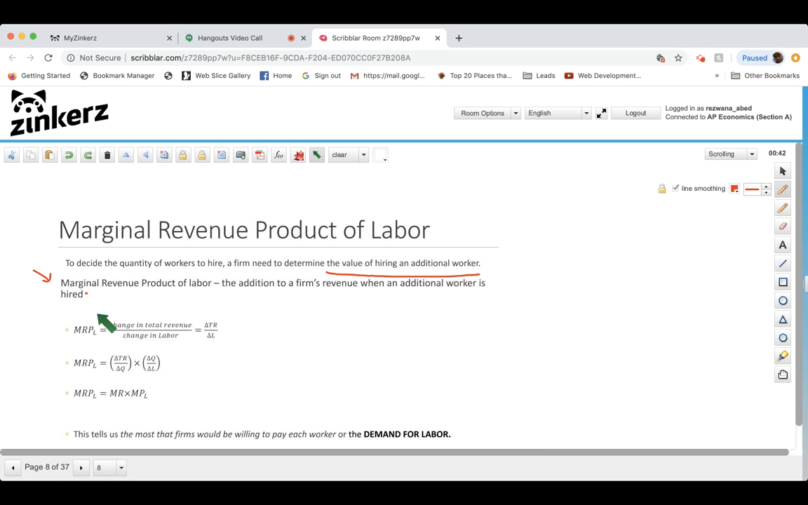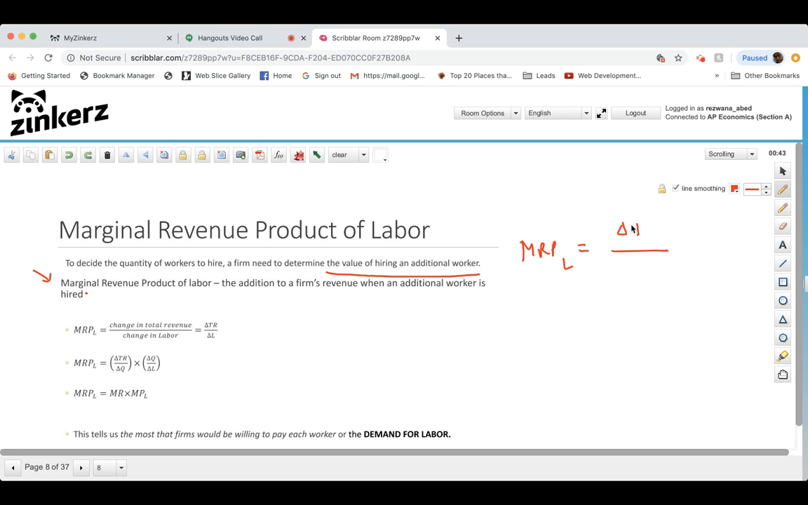This is the formula for MRPL, which is the change in total revenue from the change in labor. How much will an additional worker add to my total revenue? So this is the change in total revenue divided by the change in labor. MRPL is the shorthand for marginal revenue product of labor.